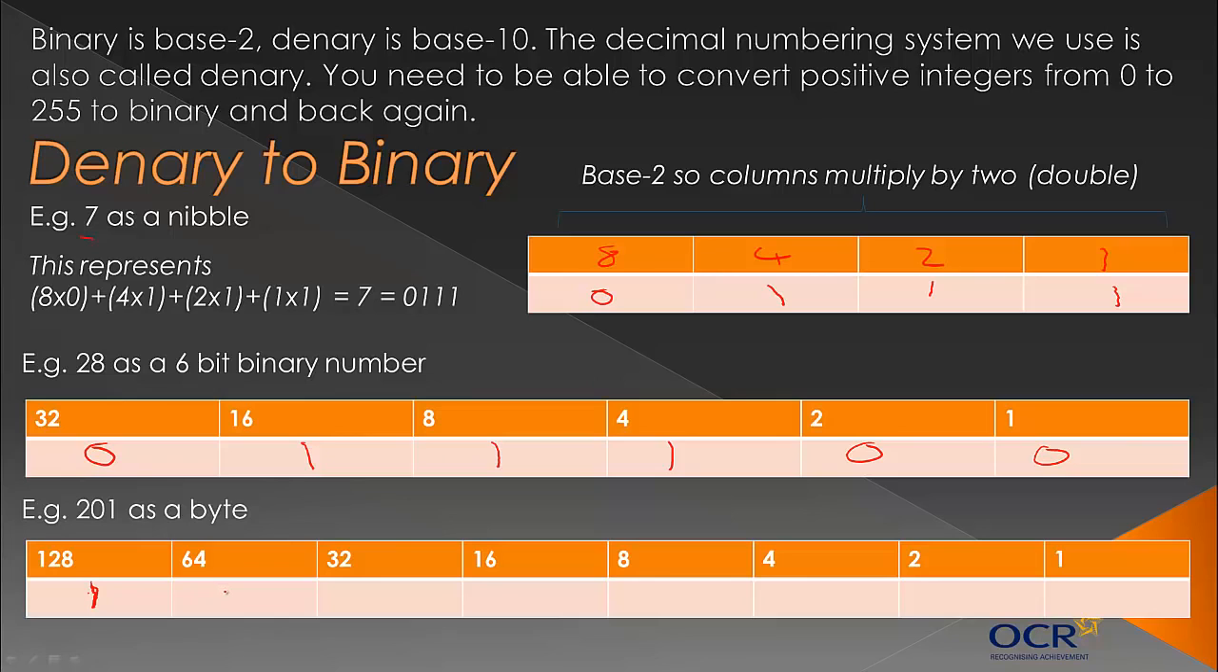So 201 minus 128 equals, what does it equal? 201 minus 128 equals 73. So does 64 go into 73? Yes, it does. And then 73 minus 64 is 9. So the remainder is 9 from that. And does 32 go into 9? No, it doesn't. Does 16 go into 9? No, it doesn't. Does 8 go into 9? Yes, actually it does. Remainder 1.